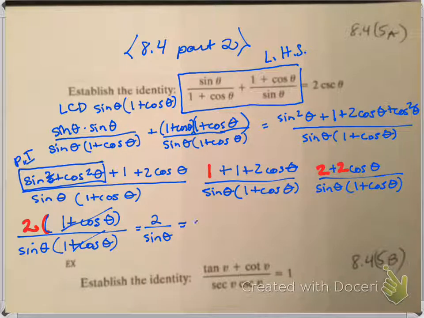Okay, if I pull out the 2, I get 2 times 1 over sine theta, and 1 over sine theta by definition is cosecant. So this is 2 cosecant theta. And that is exactly what the right-hand side is, and I know I'm done. By the way, if you're wondering why I'm making little squares after it, that's to let everybody know that I've established identity. I made the left-hand side look exactly like the right-hand side. Okay, next one.